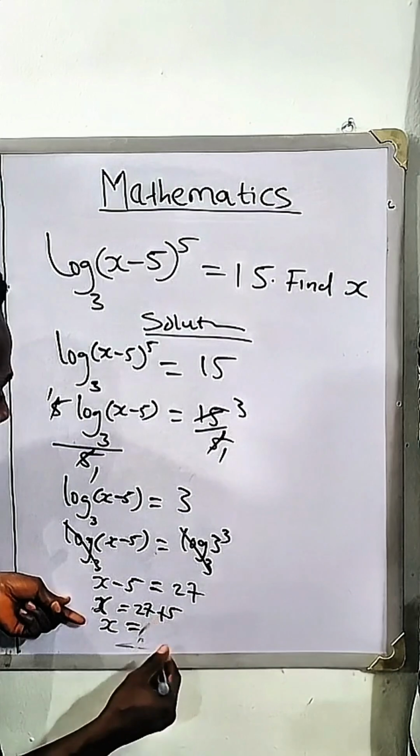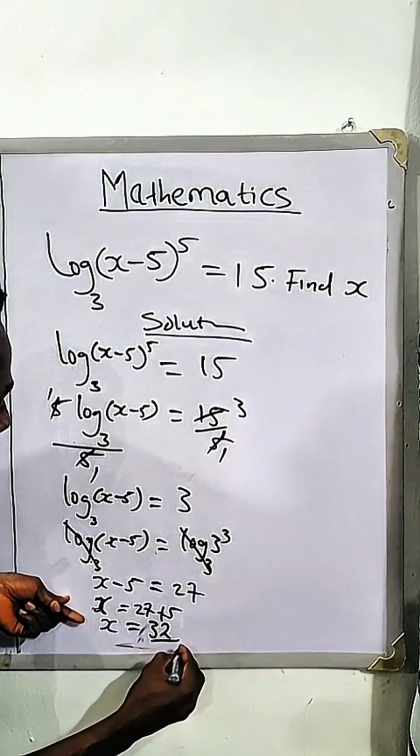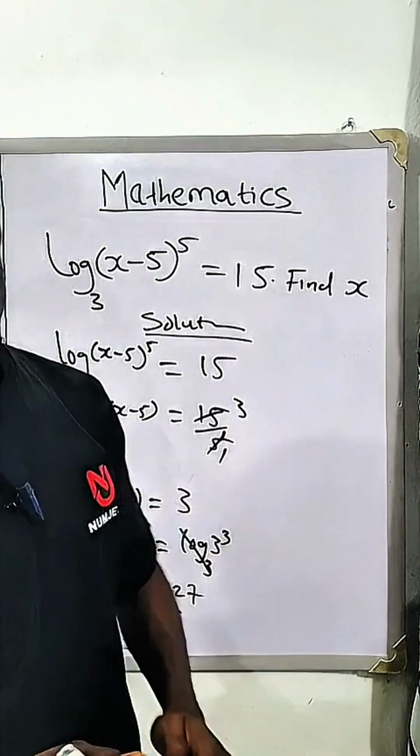27 plus 5 is 32, so x is equal to 32. As simple as that. Thank you.